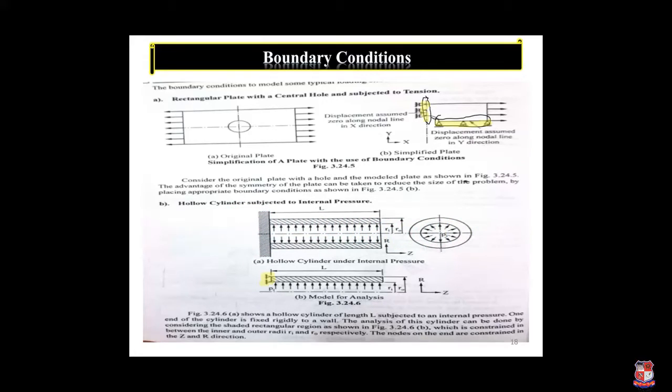This is particularly used for a hollow pipe through which we pass steam, gas or anything else, so internal pressure will be there. So, a hollow cylinder under internal pressure. Here you can observe the internal pressure. This is the internal radius Ri and the outer radius Ro. At that time we have to simplify this model like this.